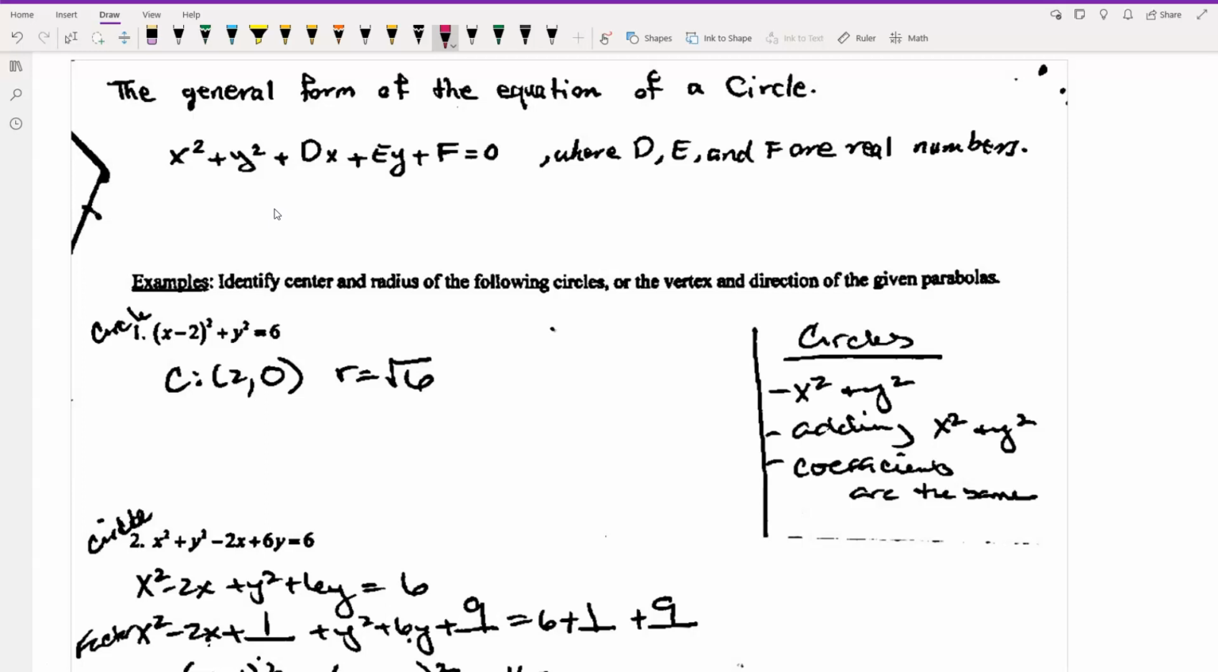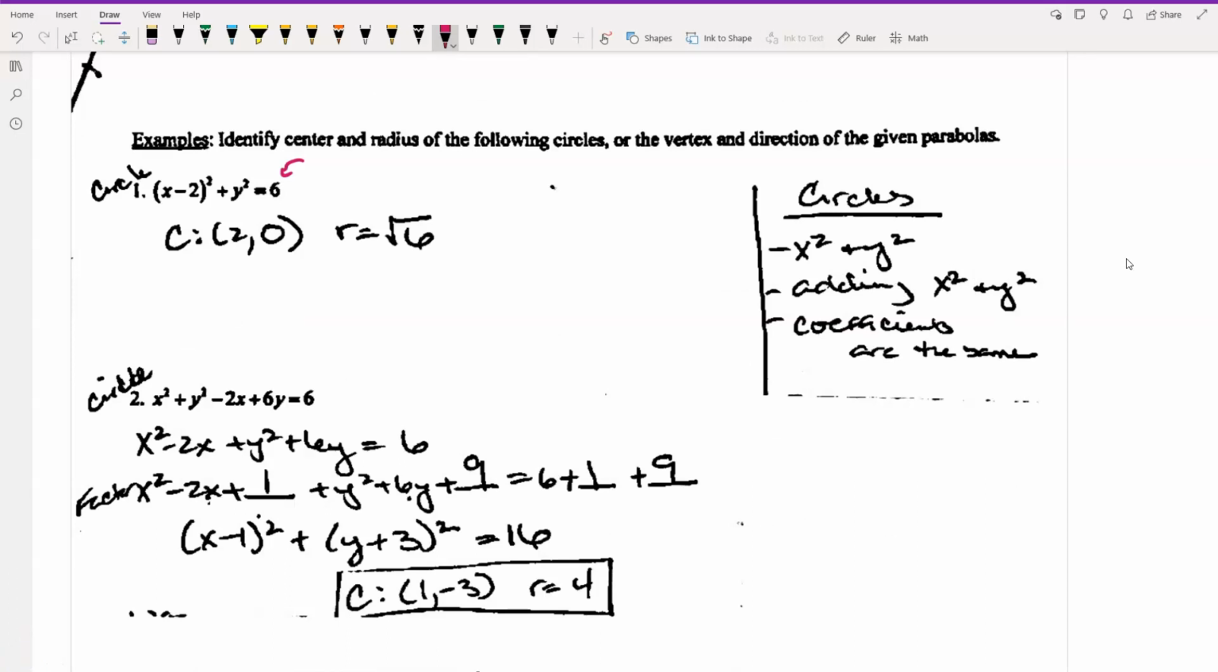So what we have here, this is a circle. We have (x minus 2) squared plus y squared equal to 6. So center is x minus 2 equal to 0, solving for x, that is 2. And here we have y equal to 0, so center is (2, 0). And r is, based on what we have here, equal to square root of 6.